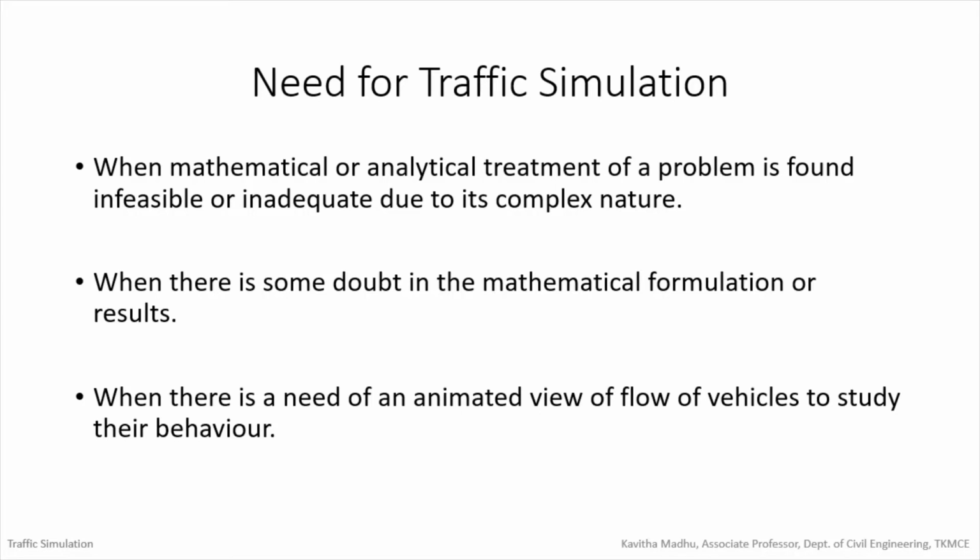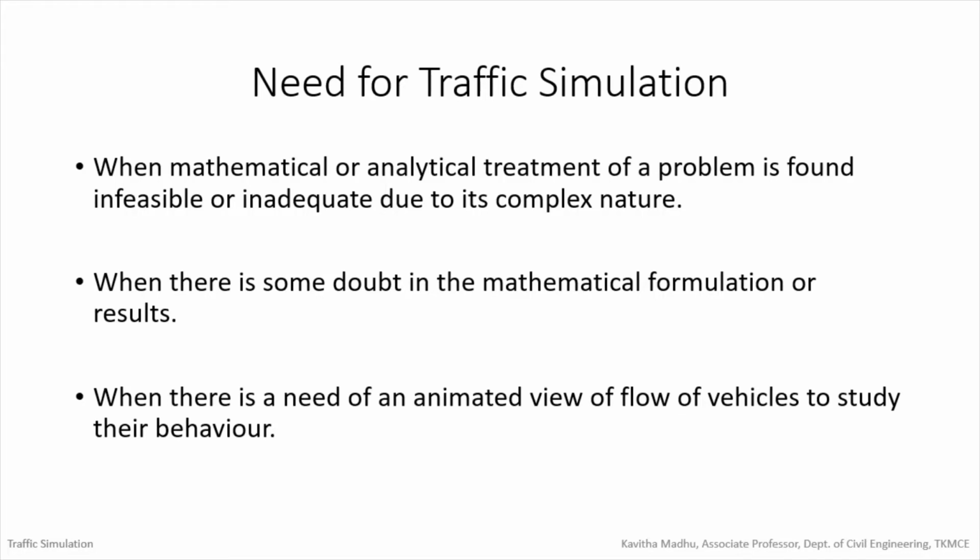Sometimes if we model a particular condition using mathematical formulas, we may become doubtful about it. Sometimes we may get counterintuitive results. So in these situations, the real traffic can be replicated through the traffic simulation models. Another thing is, say for example, if you are trying to model an intersection, sometimes the mathematical models that we have created might lead to collision conditions. So this we may not understand unless we see it on the screen.